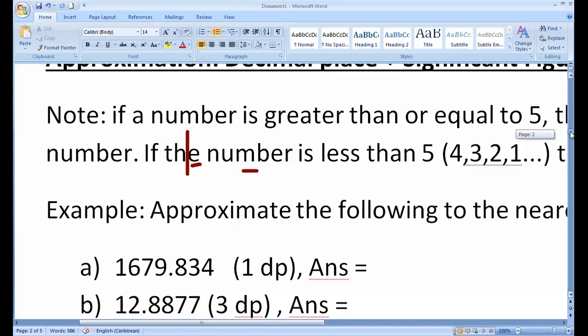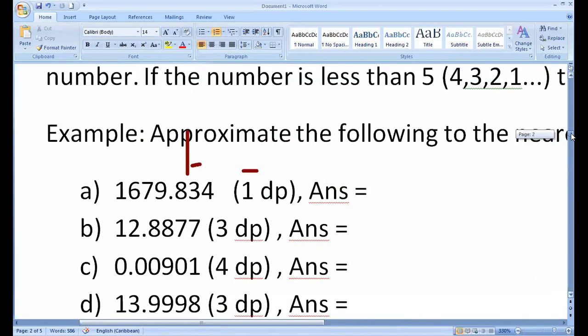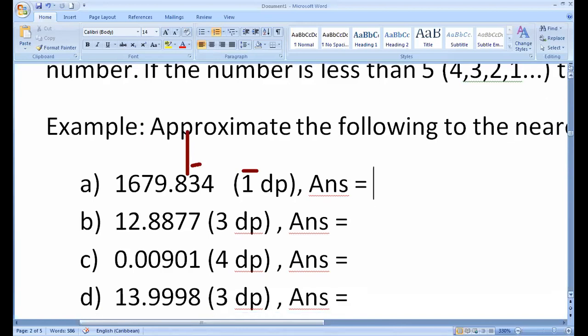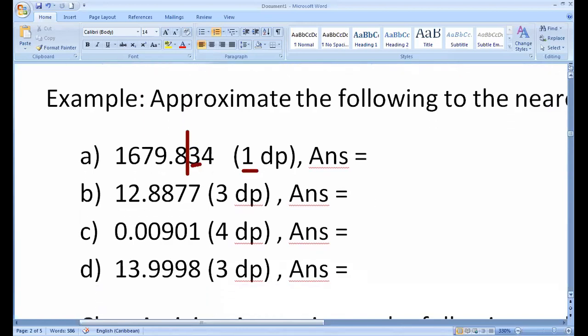So what does the note say? If the number is less than 5, you leave it. You leave it alone. So is 3 less than 5? Yes, sir. So guess what now? When it's a leave it, you have to leave this number here. Leave 8 alone. You don't trouble 8. You follow?